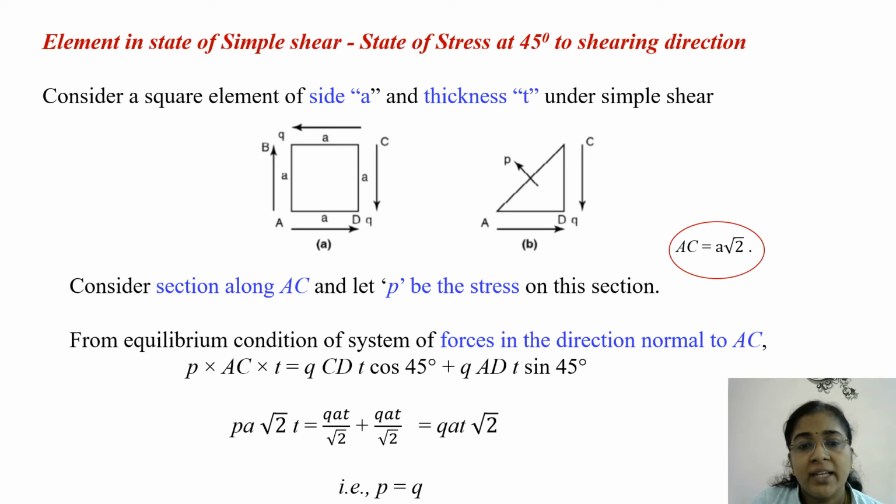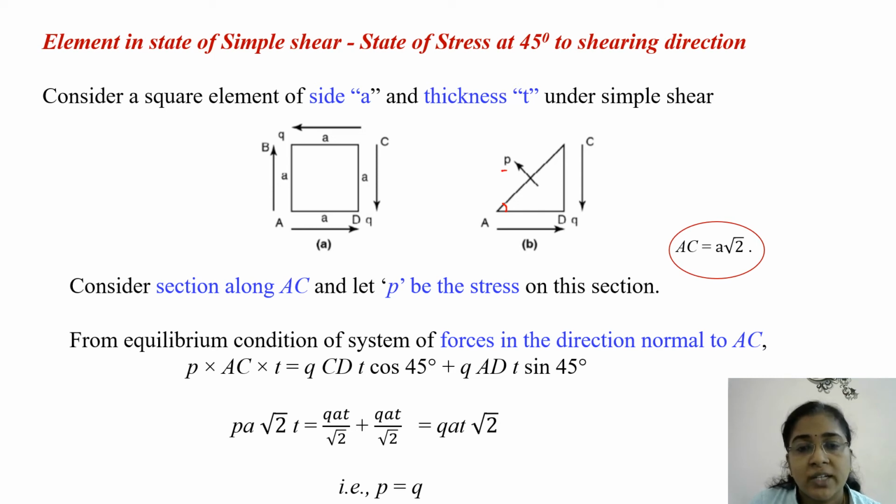Let the side of the element be A and thickness be T. ABCD is our element. Now we can consider a section along AC because our aim is to obtain the effect of this shear stress on a plane which is at an angle of 45 degrees to the shearing direction. And here this angle is 45 degrees, that is along the diagonal. Then let P be the normal stress on this section. It is marked here. The normal stress is marked as P.